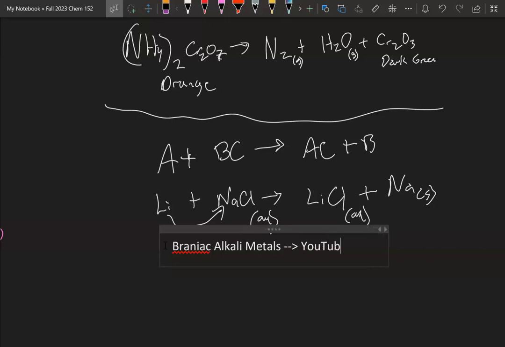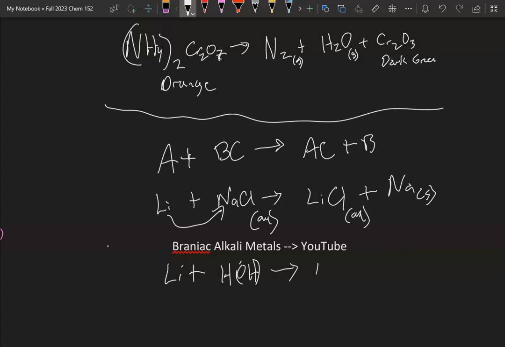And so you just search for it. It should come up pretty fast. And they'll actually go through the reactions. And so one of the reactions that you see is lithium reacting with water. I'm going to write it as HOH. And it forms lithium hydroxide plus hydrogen gas.